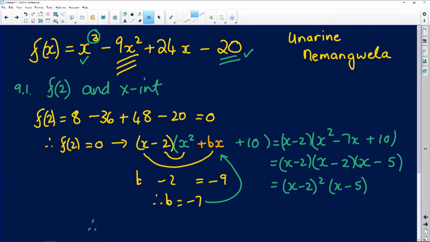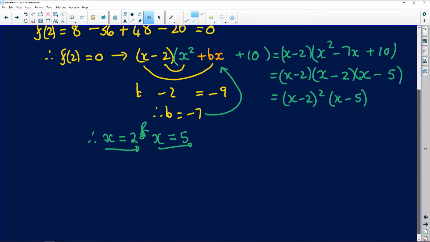Okay, so let's formalize our answers. The x-intercepts will be at x equal to 2 or x equal to 5. And this one is the root of multiplicity 2.